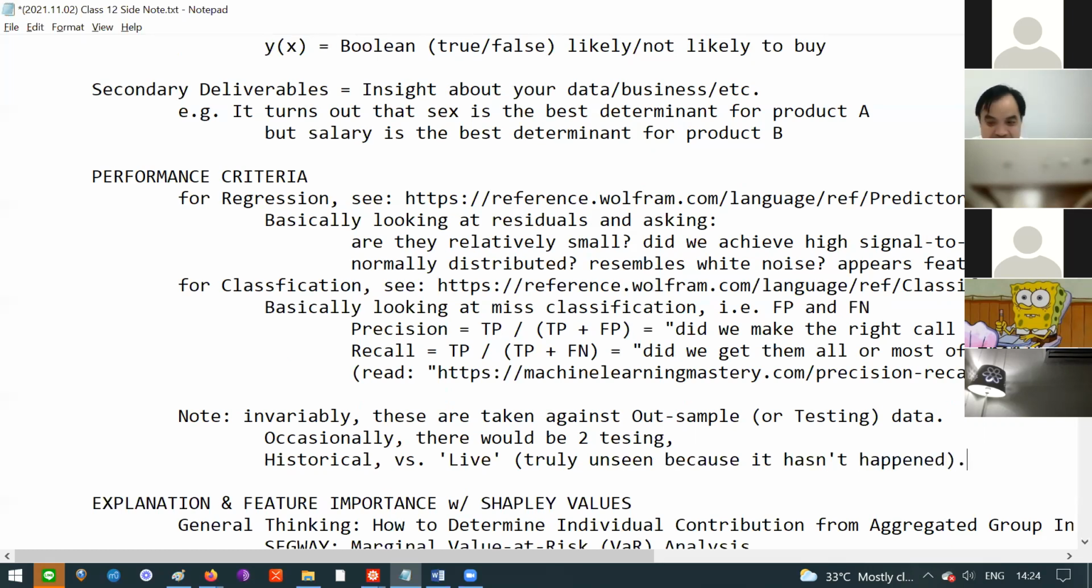So you can't do K-fold validation in this. With historical, you can do K-fold, right? Because you can decide, okay, I'm just going to keep the last 10% as testing, or I'm going to keep the second to last 10% as testing. You can do that. But if your testing is live, it's the future, it's the next month's worth of sales data, you can't do K-fold. So that's a little bit obvious actually.